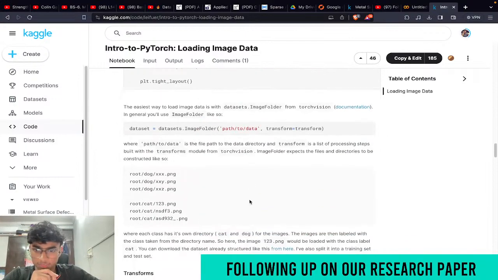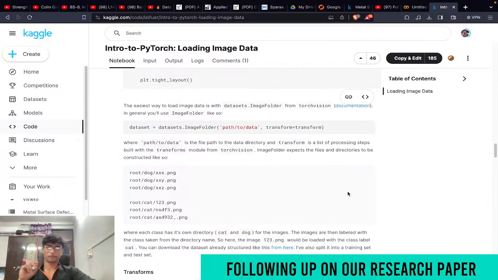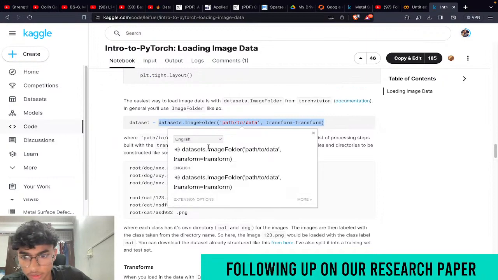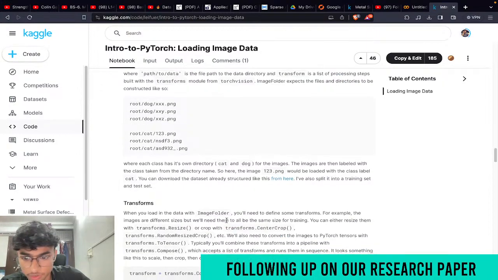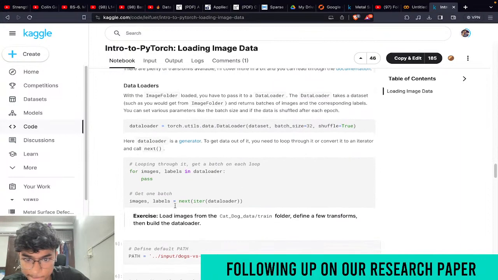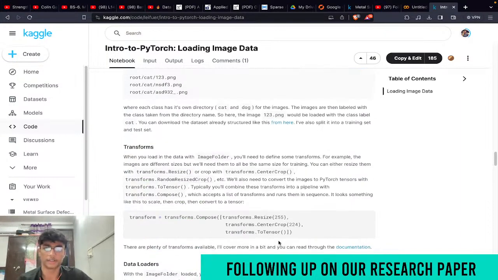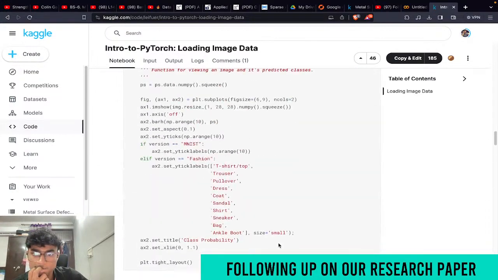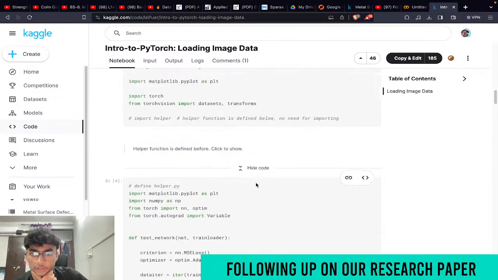I mean, this is unnecessary. Dataset is equal to datasets.ImageFolder. Okay, what it gives us, transforms. I know what transforms is. So what does it give us? What are the labels? Get this. Will I have to read slowly?